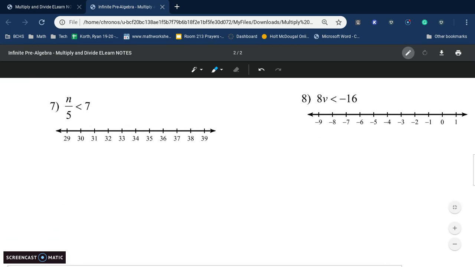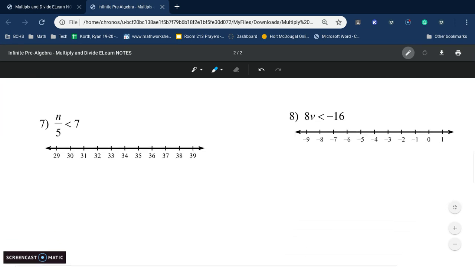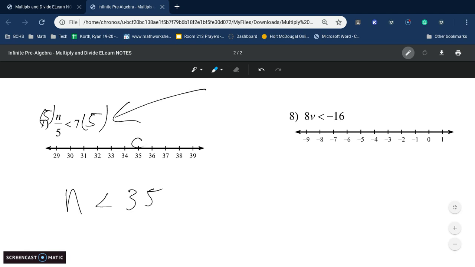All right. Here we're multiplying by 5 on both sides. We're going to undo division by multiplying. N is less than 35. 5 was positive, no need to flip. Open circle, go to the left.